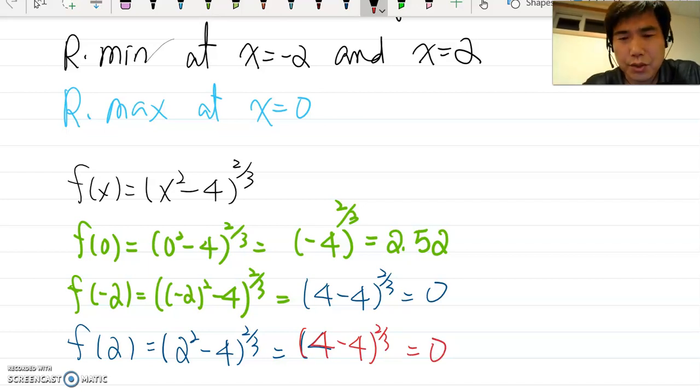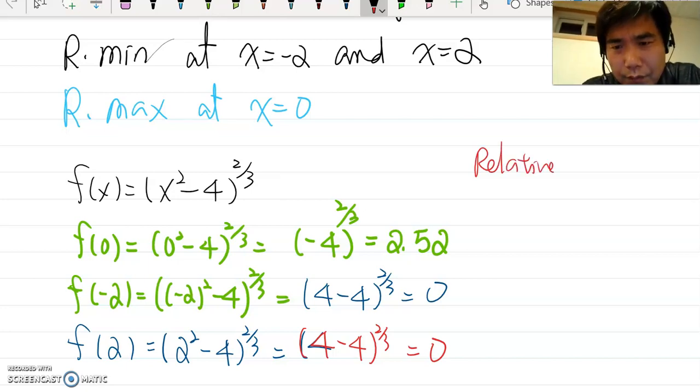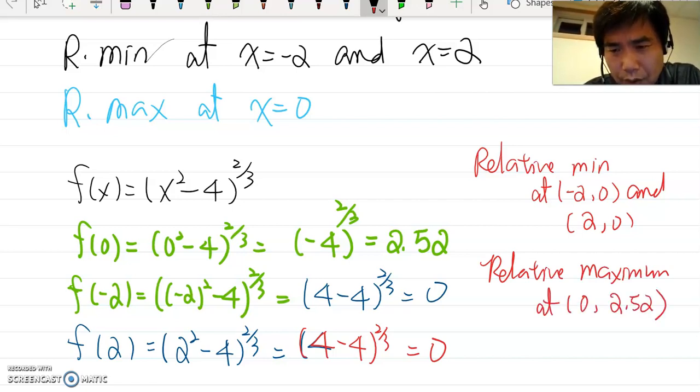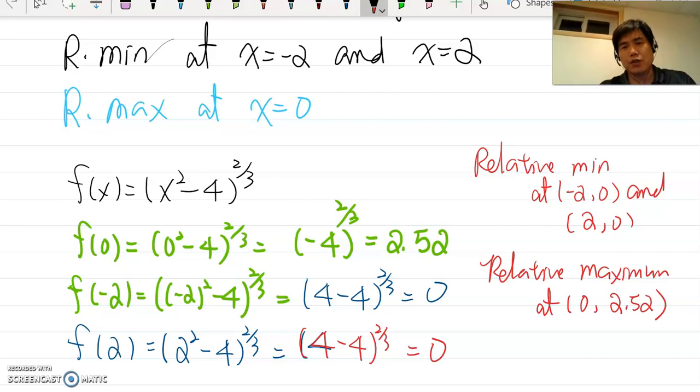Therefore our conclusion: the relative minimum at negative 2 comma 0 and 2 comma 0, the relative maximum at 0 comma 2.52. Okay, that will be the answer for this problem.